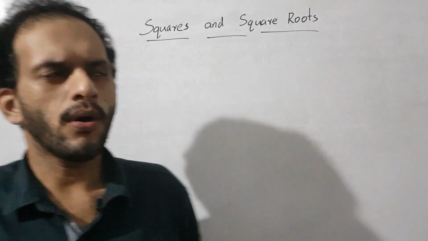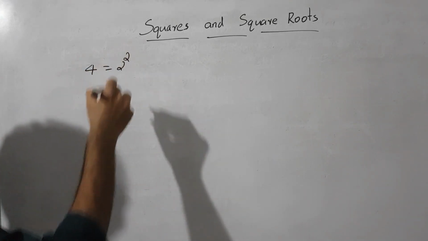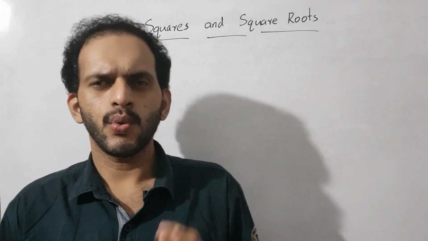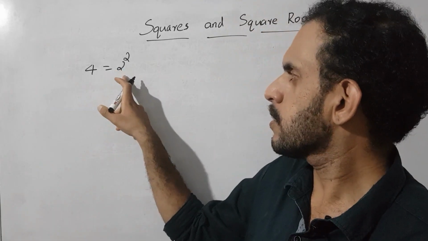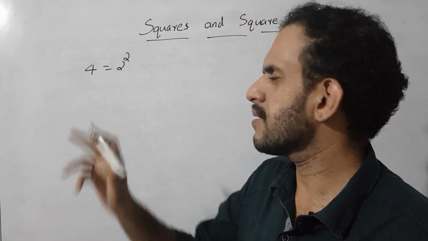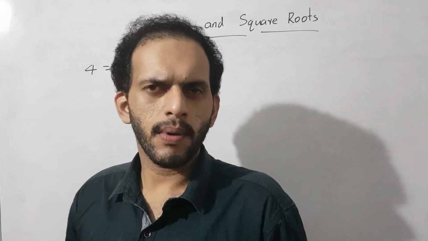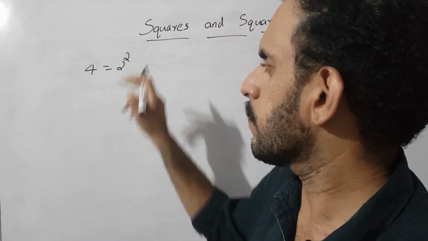Because 4 we write as 2 square. 2 square means 2 into 2. 2 into 2 is 2 square, correct. Its meaning is 2 into 2, and 2 into 2 is equal to 4. Then why do we call 4 a square number? Because 4 is possible to write as 2 square.